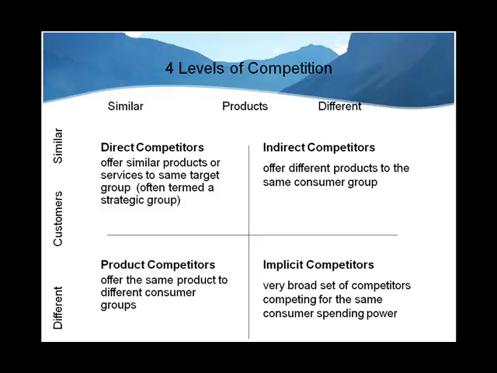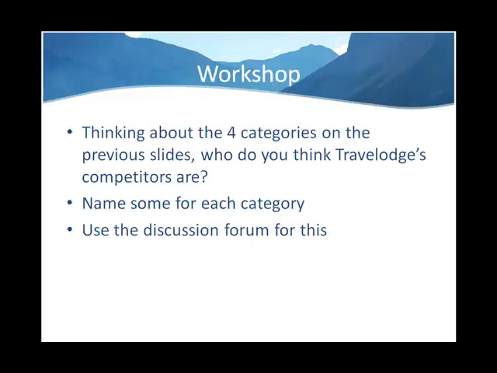What I want you to do now is think about this, and also think about competitive advantage, because this plays in with this as well. Think about the 4 categories I just explained. You probably know who they are, but who do you think Travelodge's competitors are? Name maybe a couple, 1 or 2 for each category, and use the discussion forum for this. I've set this up for you. You know where the discussion forum is now, so I'm not going to show it to you again. And we take it from there.